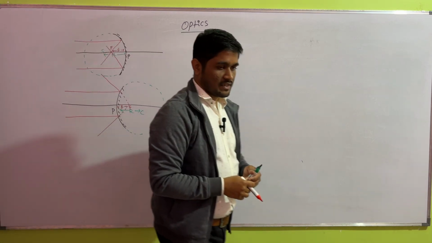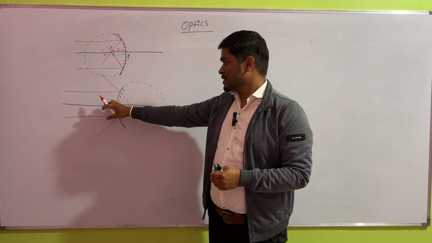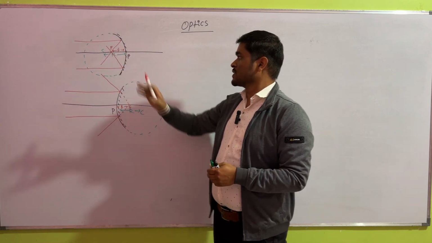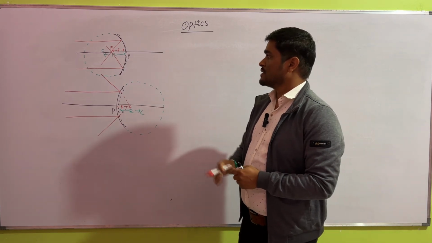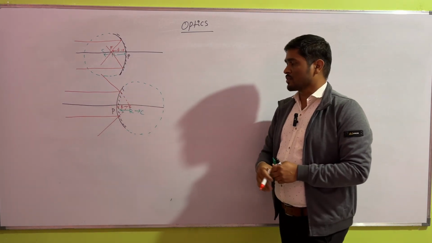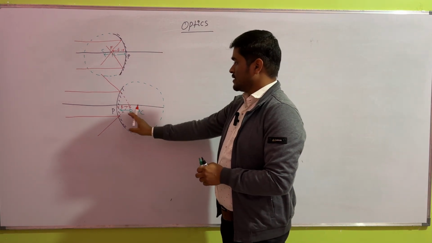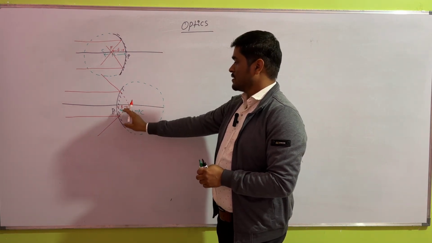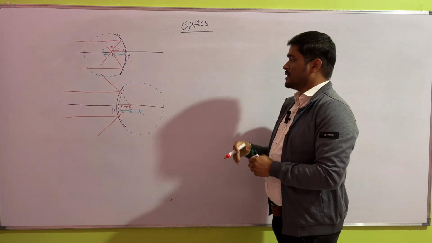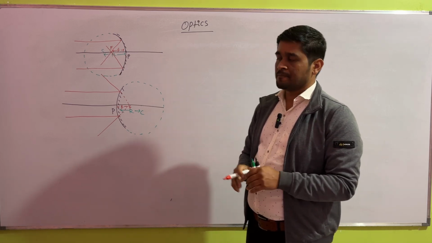And again we can say by using the sign convention, the focal length for convex mirror is positive and the focal length for the concave mirror is negative. Clear? This is about the center of curvature, radius of curvature, focus and focal length. Clear? And next we have to find out the relation between F and R.